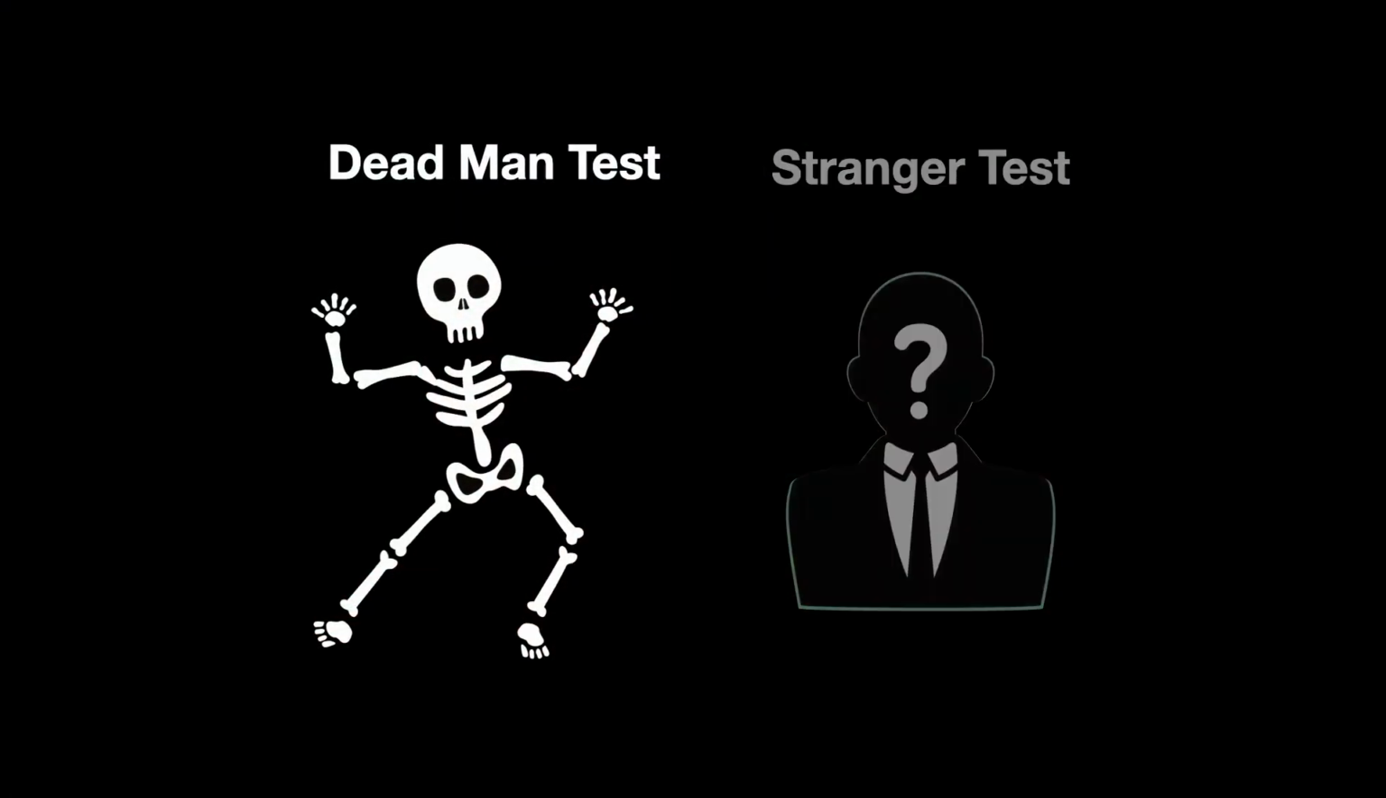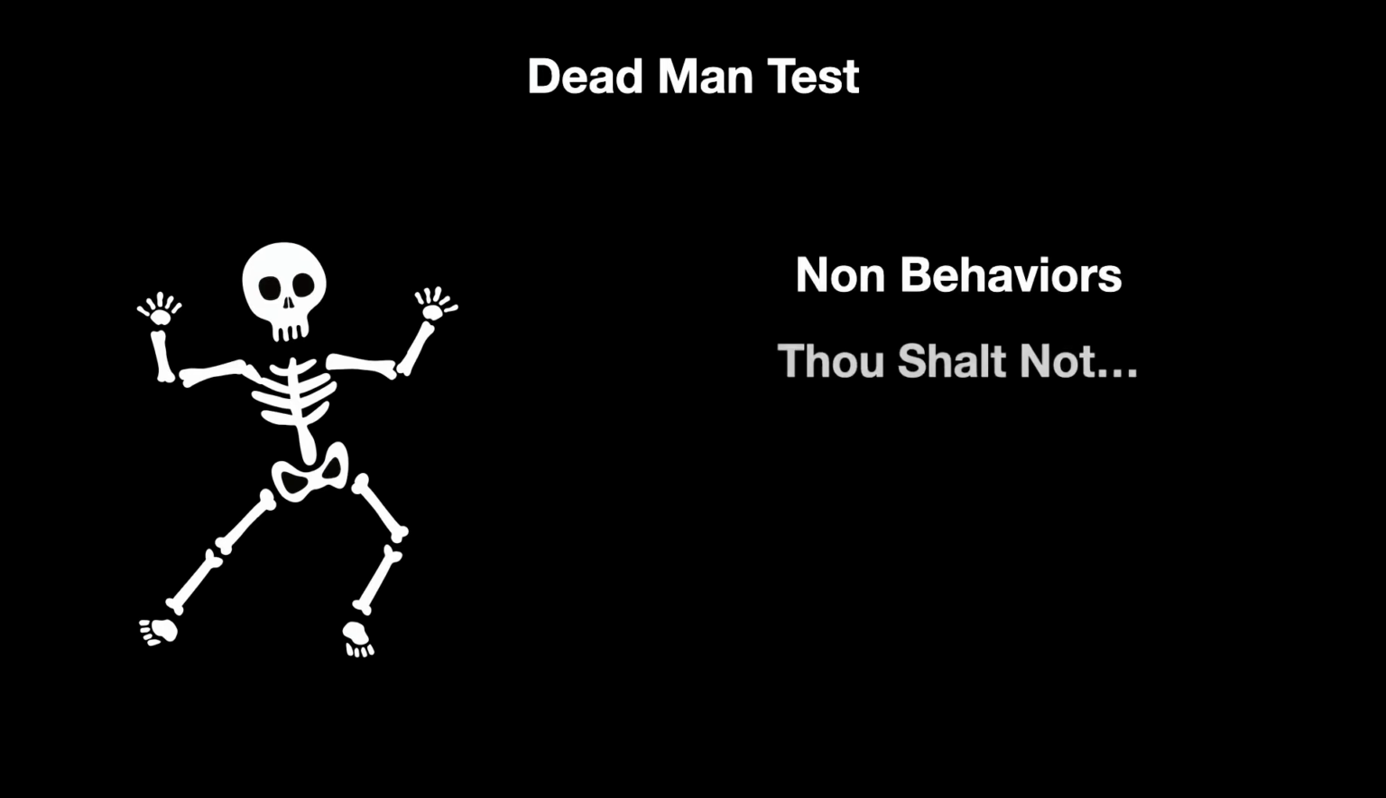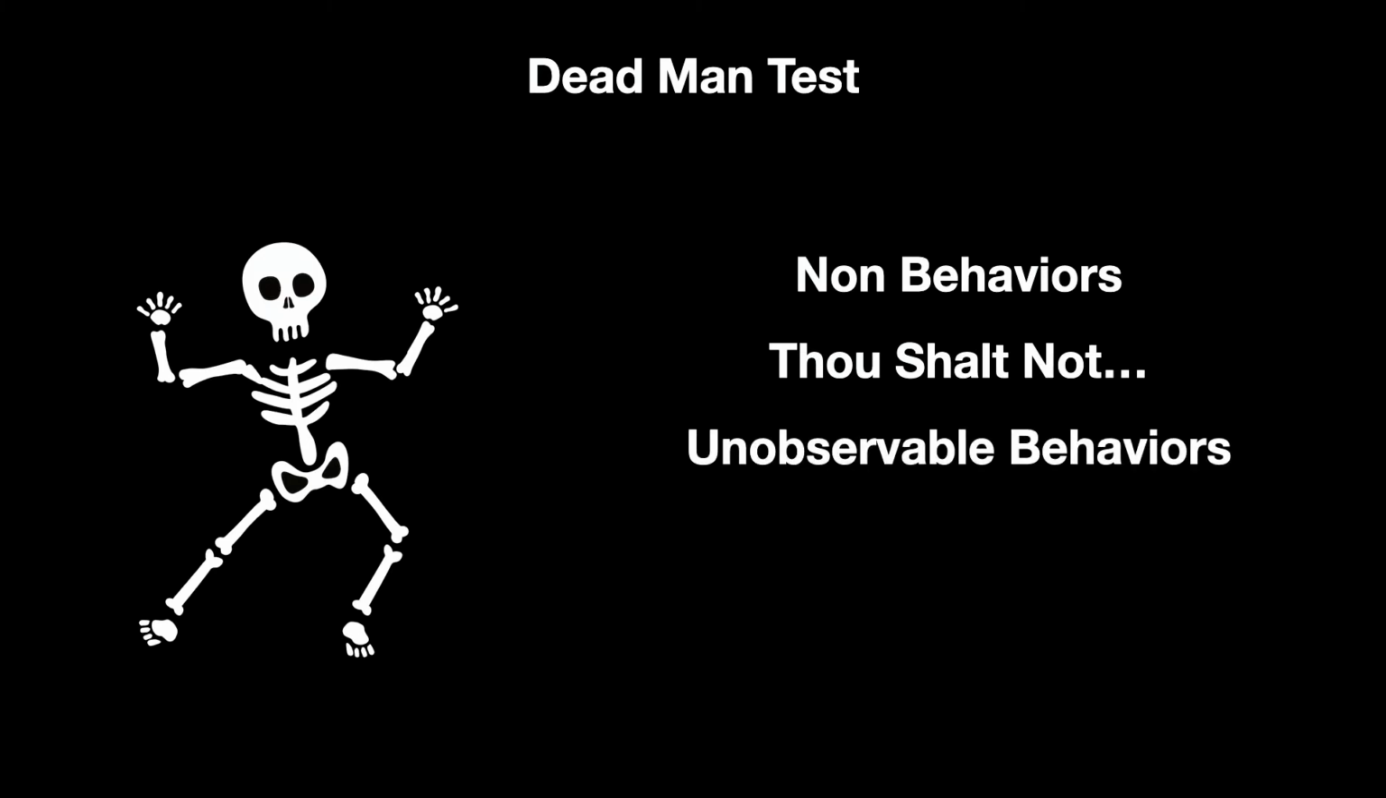We're going to take a look first at the dead man test. The dead man test simply says: if a dead man can do it, it fails the test. You have to remember, if the dead man can do it, it fails the test. So non-behaviors, the thou shalt nots, and unobservable behaviors all fail the dead man test.